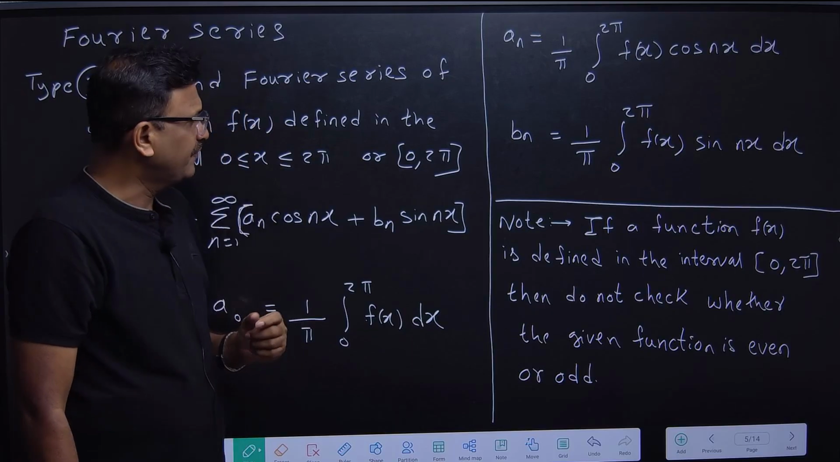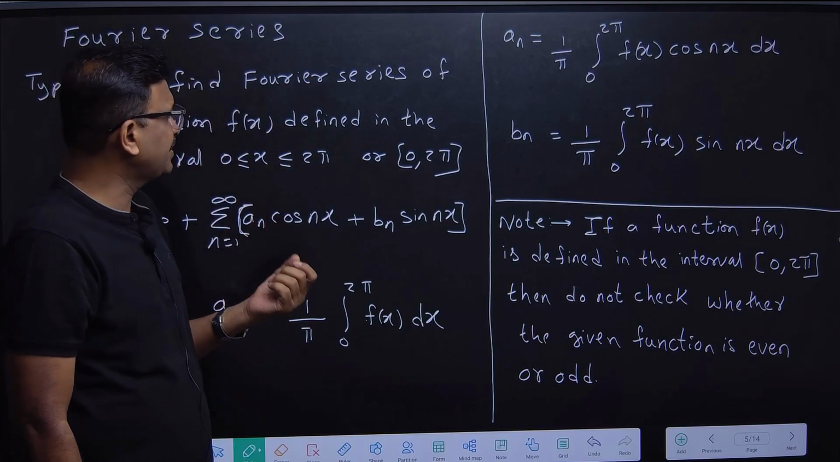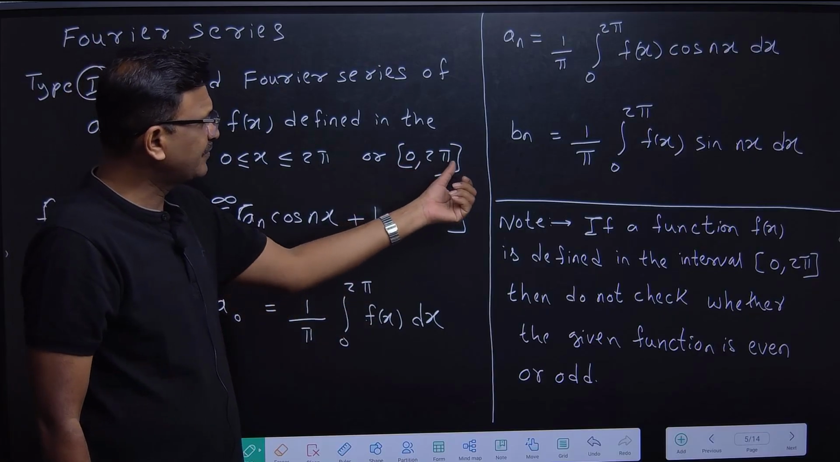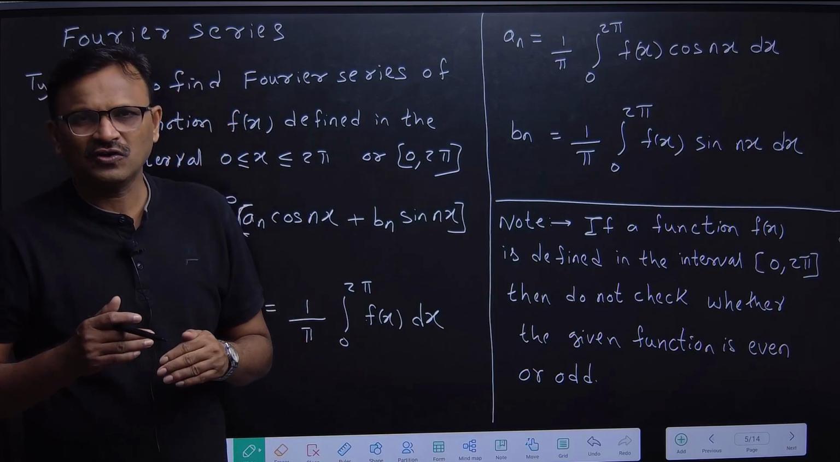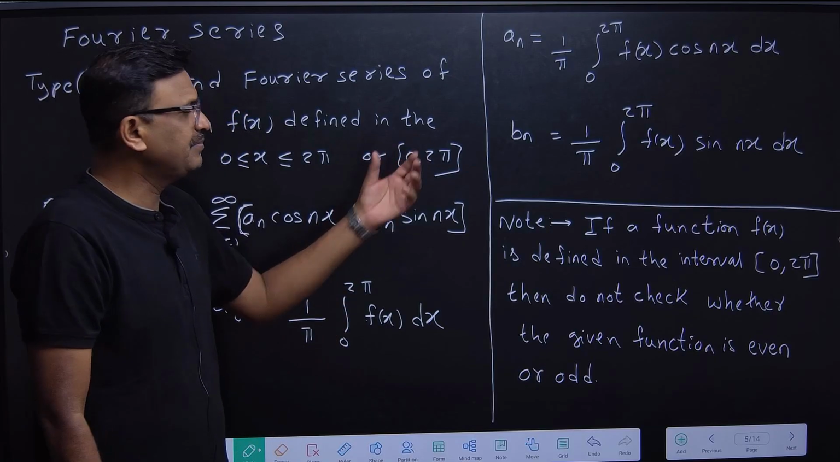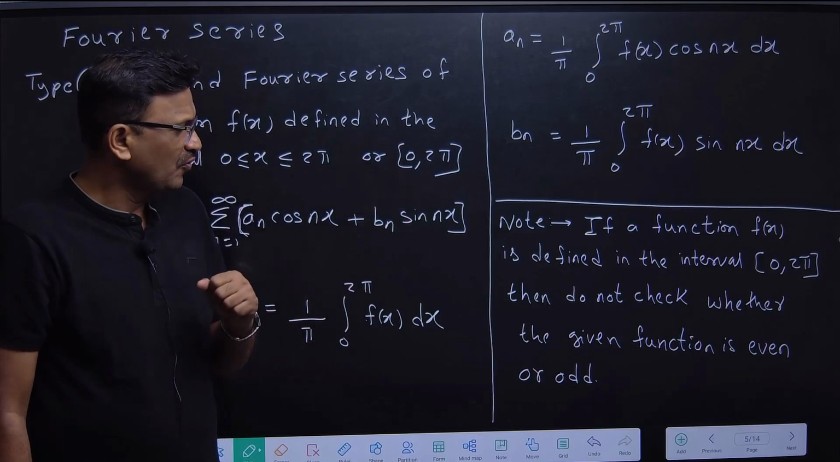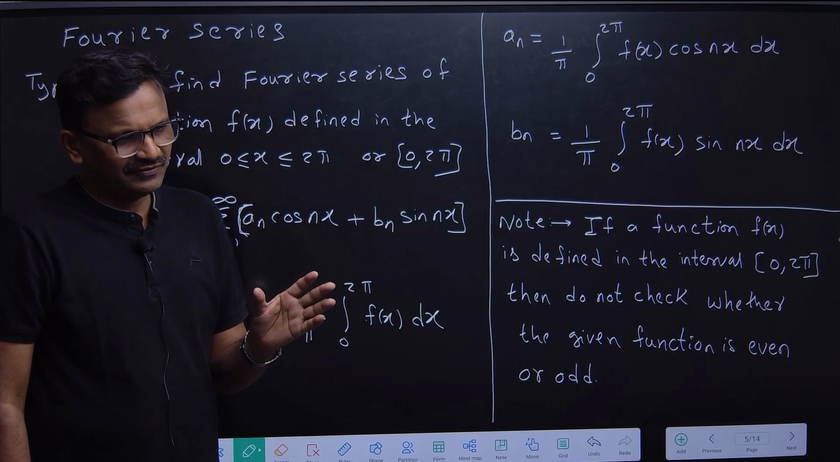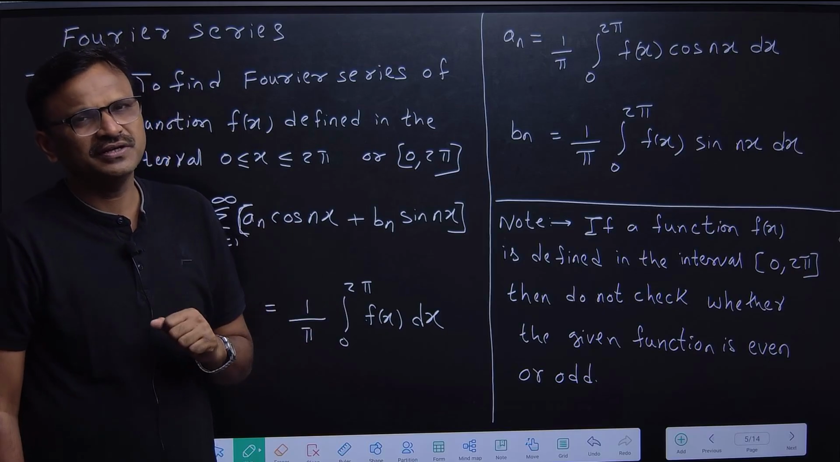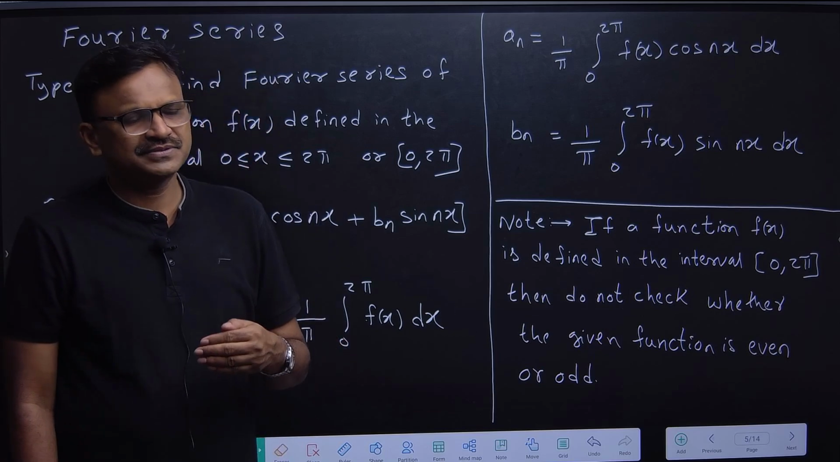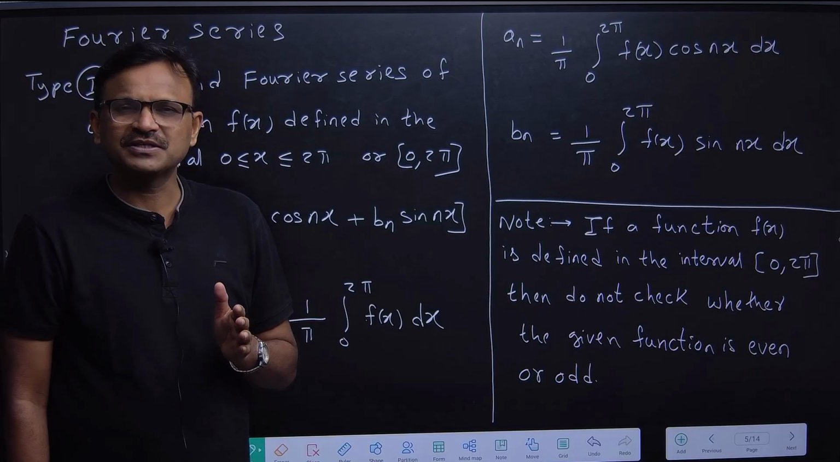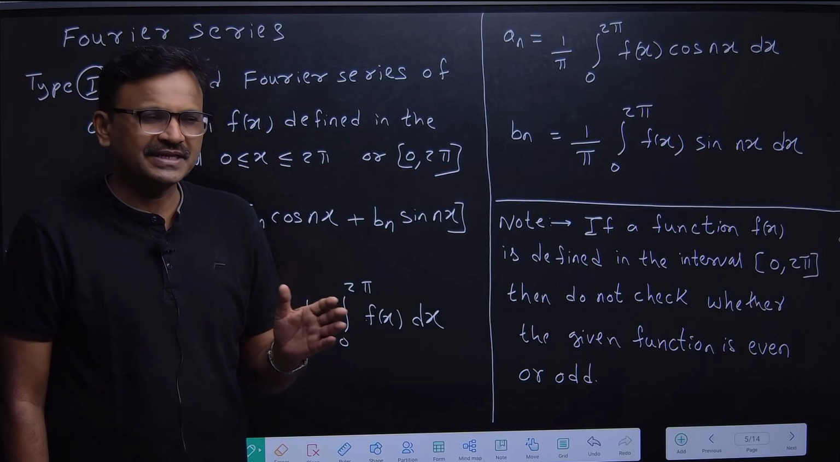Also remember, whenever it is asked to find the Fourier series or Fourier expansion of a function which is defined in the interval 0 to 2 pi, then we do not have to check whether the function is even or odd. We directly find a0, an, bn applying the respective formula. So in general, whenever the interval is starting from 0, we do not check whether the function is even or odd. Later on, we are going to study types where the interval will be from minus pi to plus pi, or an arbitrary interval like minus l to plus l.